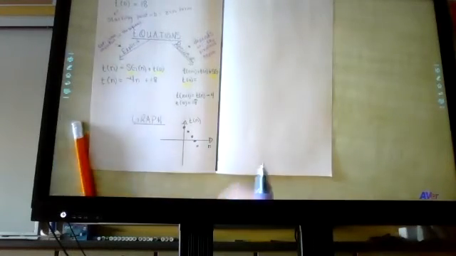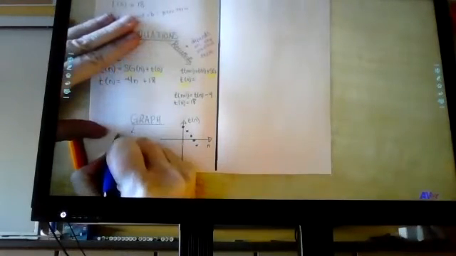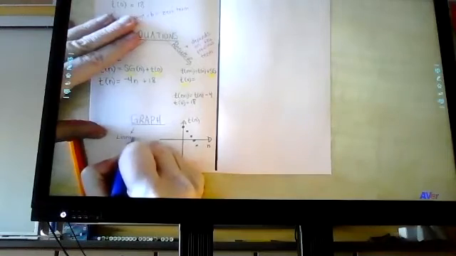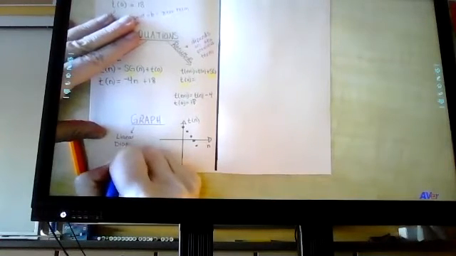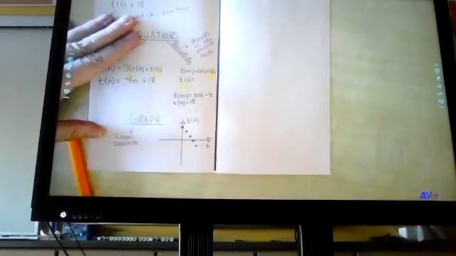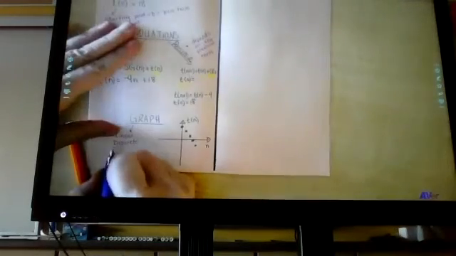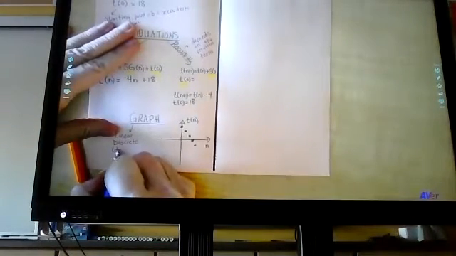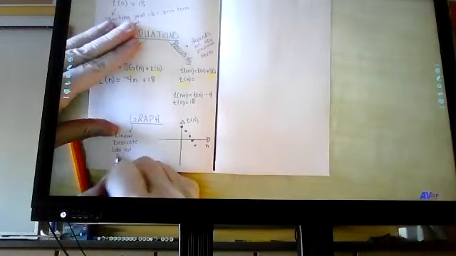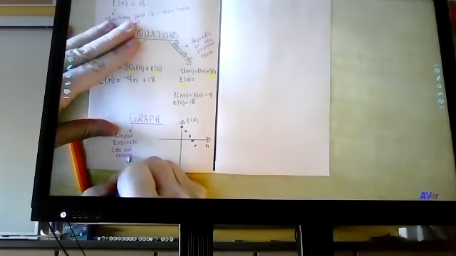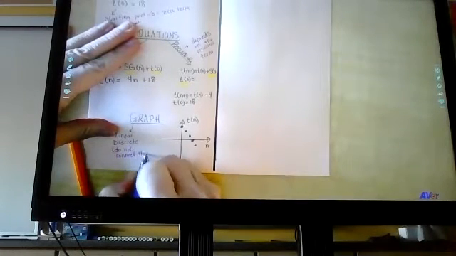So this graph right here is linear, it's discrete, okay? And that means you can't connect the dots. Remember, that's what discrete means. Do not connect the dots.